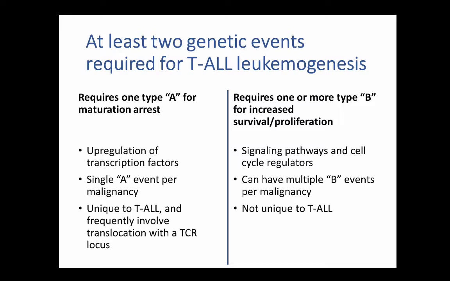In contrast to type A abnormalities, they typically have multiple type B events per malignancy. And also in contrast to type A, these tend not to be unique to T-ALL. They're also seen in other malignancies, especially B-ALLs.